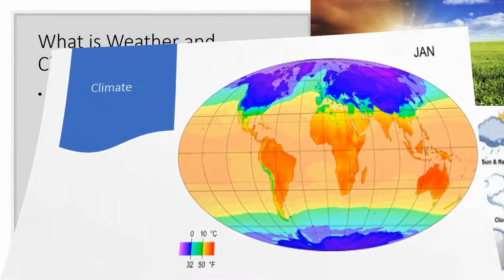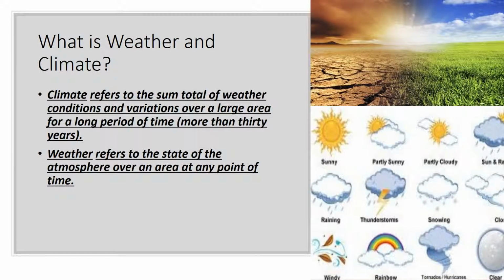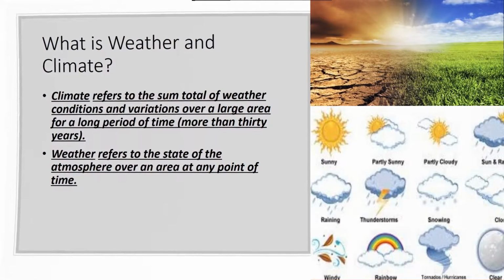Let us first look at the definition of weather and climate. Climate refers to the sum total of weather conditions and variations over a large area for a long period of time, more than 30 years. Weather refers to the state of the atmosphere over an area at any point of time.